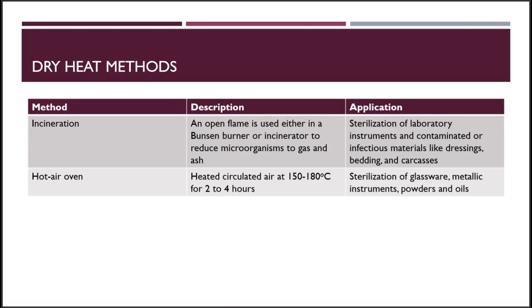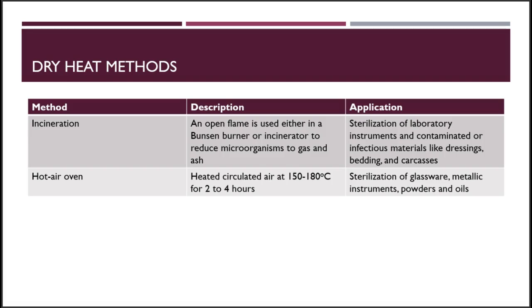Dry heat methods, there are two methods that use dry heat. Incineration, and this is the use of an open flame, either a Bunsen burner, like you've hopefully used in the lab, or an incinerator. These are both used to reduce microorganisms to gas and ash. So we're essentially burning them up. This can be used to sterilize lab instruments and contaminated materials like dressings, bedding, carcasses.